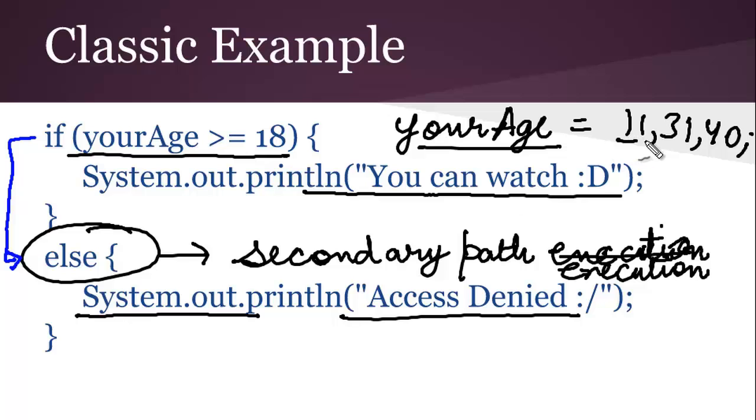So in our first example, 11 is greater than or equal to 18 will return false. So access denied will be printed. In both the cases, 31 and 40, the age is greater than or equal to 18, it will return true. So the computer will print happily that yes, you can watch the movie.